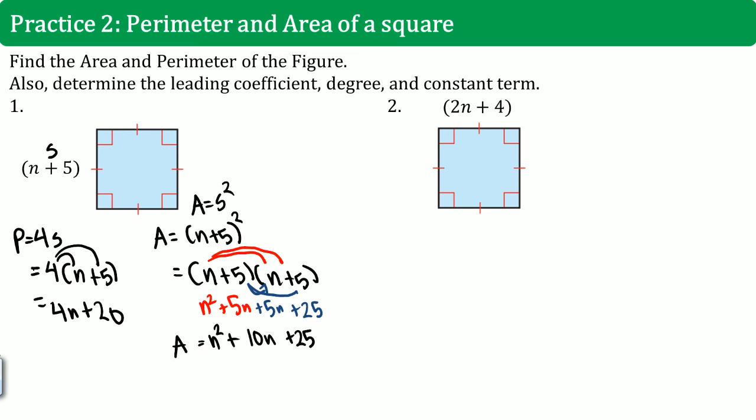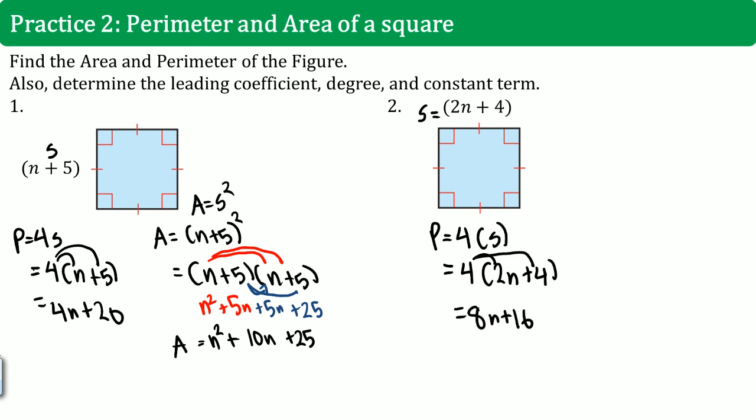Let's do this one. The side is equal to 2n plus 4. So the perimeter is 4 times the side. So 4 times 2n plus 4. Distribute. 4 times 2n gets you 8n. 4 times 4 gets you 16. Let's find the area. The area equals side squared. Side is 2n plus 4. We square that. So that means it's 2n plus 4 times 2n plus 4.